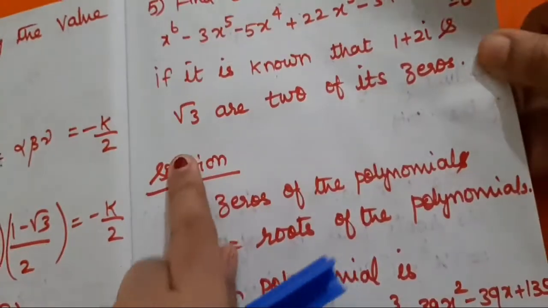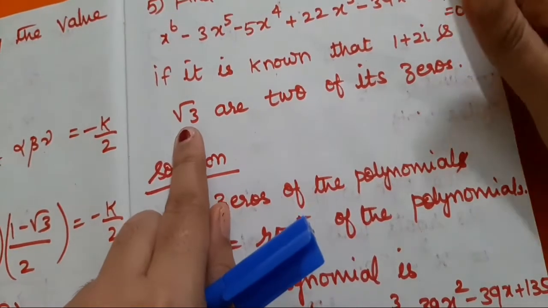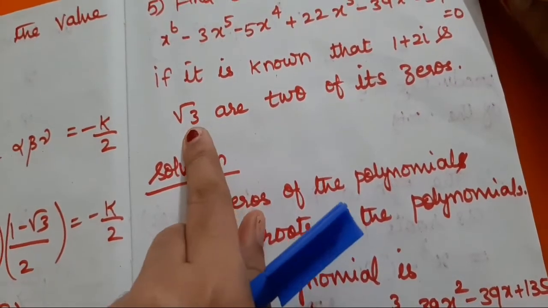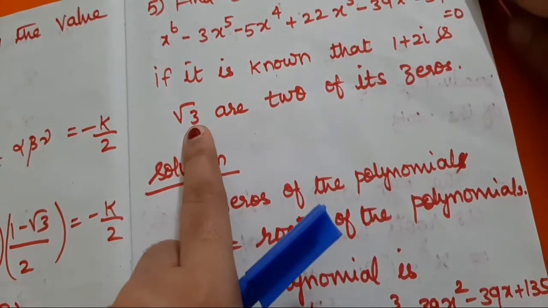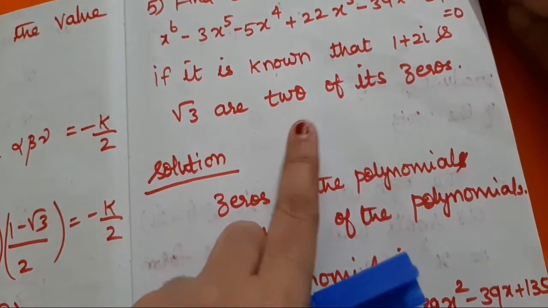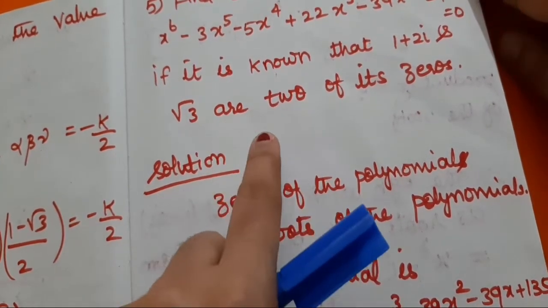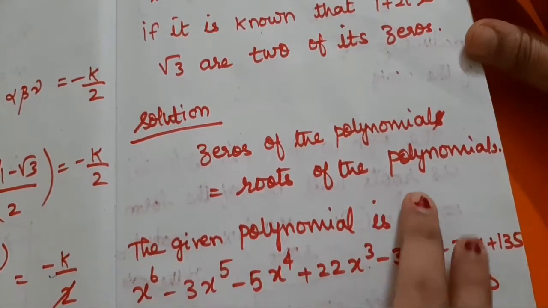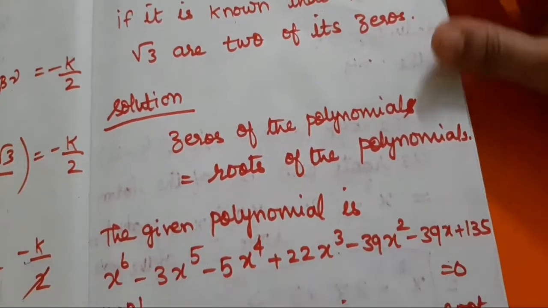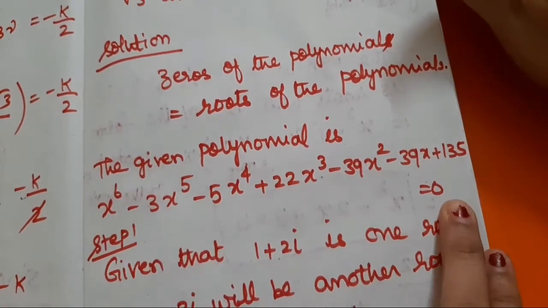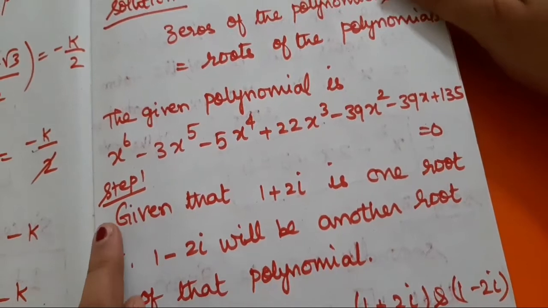Then root 3 is an irrational number. So, if root 3 is one root, then minus root 3 is also another root of this polynomial. So, with this concept only we are going to approach this problem. Now, zeros of the polynomial are nothing but roots of the polynomial. The given polynomial is this one. Okay. So, what is step 1?